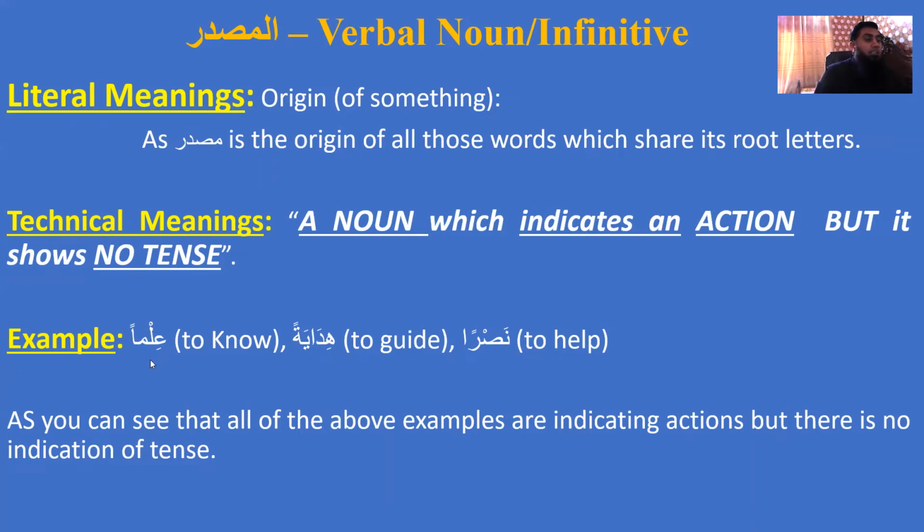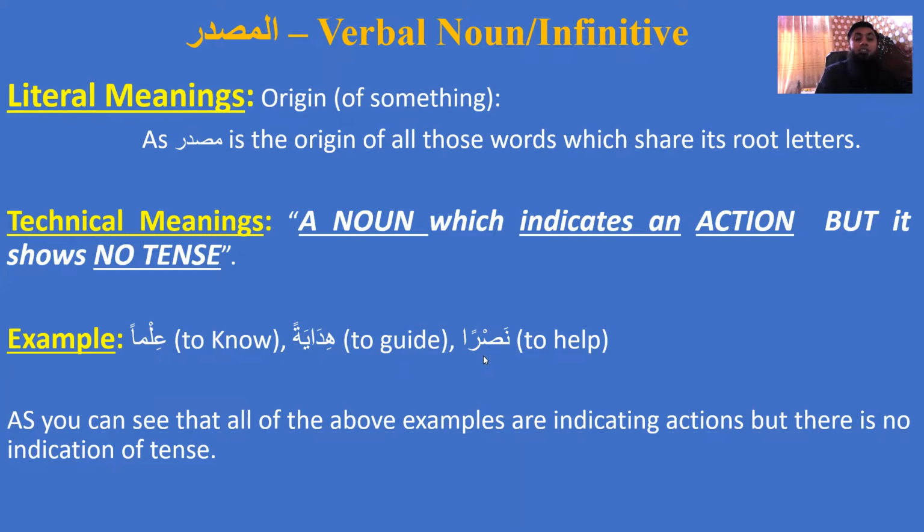Examples, for example, ilman. If I say alima, if I say ya'lamu, all of those words have ain, lam, and mim, those root letters, but all of them have a time element. But when I say ilman, you can translate it as knowledge or as to know. Likewise, hidayatan, you can translate as guidance or to guide. Even though it's an action, when is this action happening? There's no indication of tense or time.